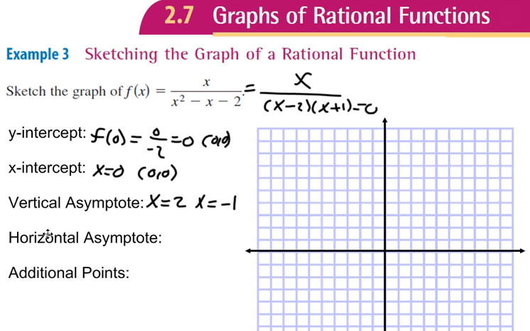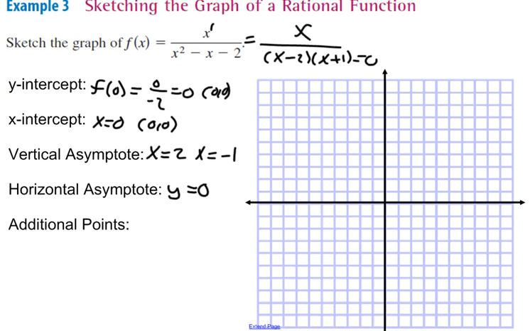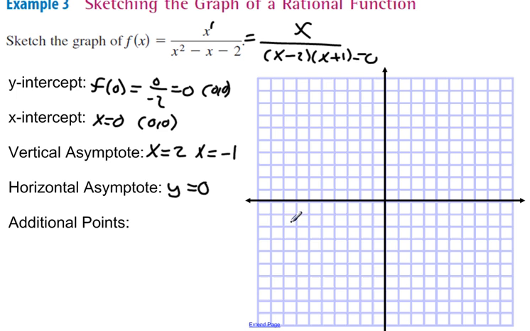Coming along over here, horizontal asymptote. Since my n is 1 and my m is 2, if the numerator's degree is smaller than the denominator's, then you always have a horizontal asymptote at y equals 0. All right, cool. Before we get to the additional points, let's plot what we have here.